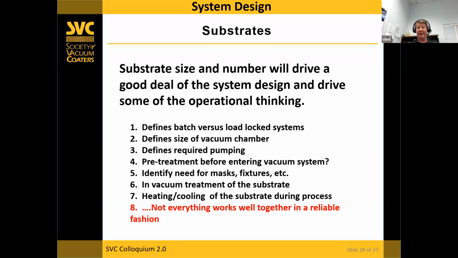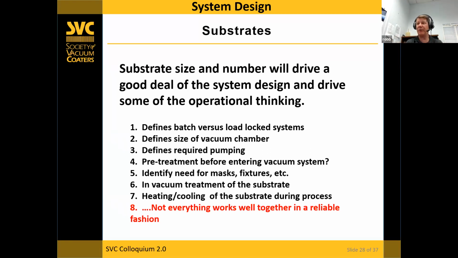So a huge vacuum system is almost as problematic as a vacuum system that needs to go to a very low pressure. And the reason I say that is because you have to put a lot of effort and thought behind how you're going to pump a very large vacuum system. So, define the batches, the number of parts, the size of the parts. It's going to define the vacuum chamber size. It's going to define the pumping requirement as well.